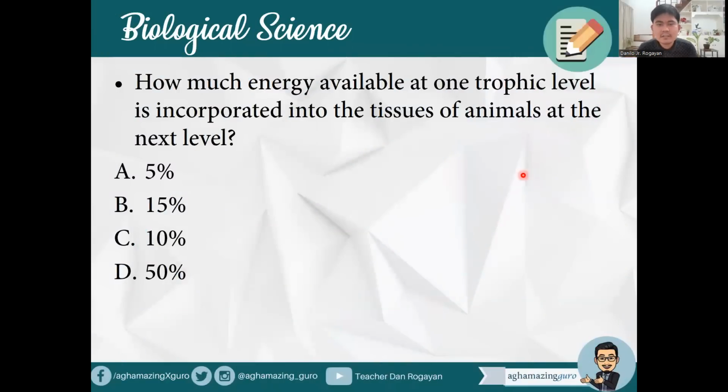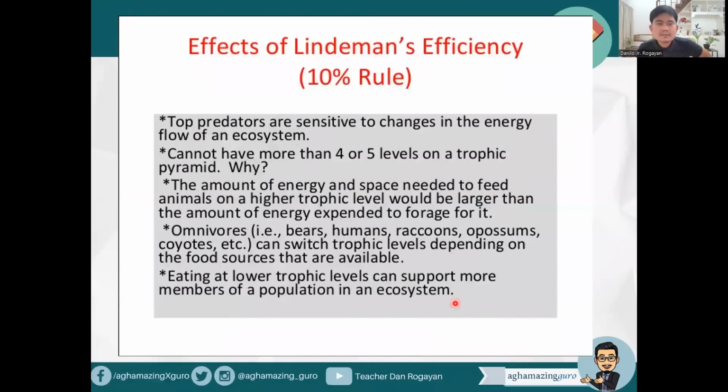How much energy available at one trophic level is incorporated in the tissues of animals at the next level? A, 5%. B, 15. C, 10. D, 15. Okay, I can see a letter C here. That is 10%. That's correct, no? The 10% energy transfer. Okay, so this is actually the effect of Lindeman's efficiency or the 10% rule.